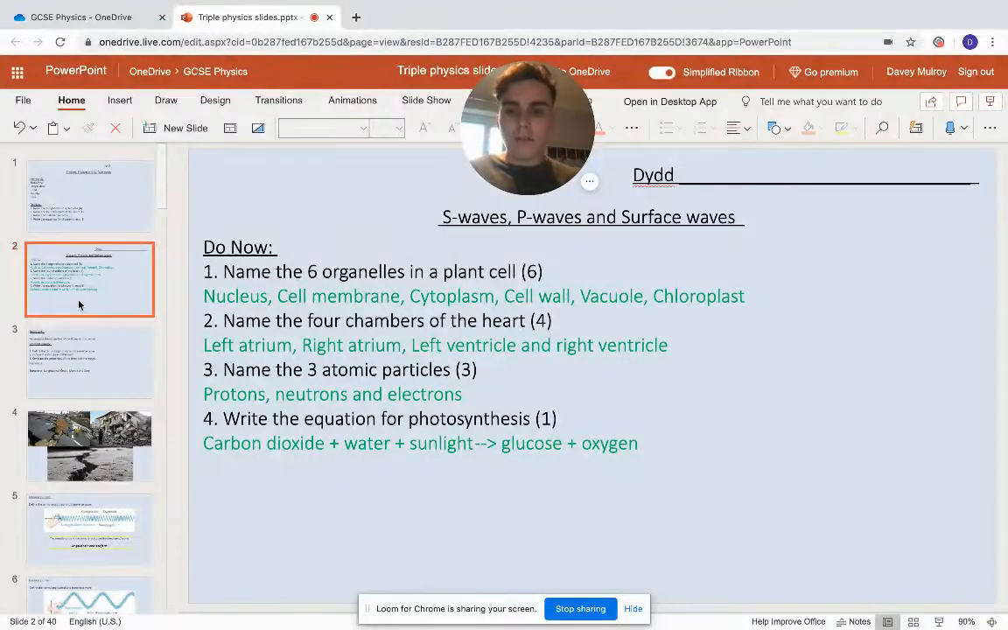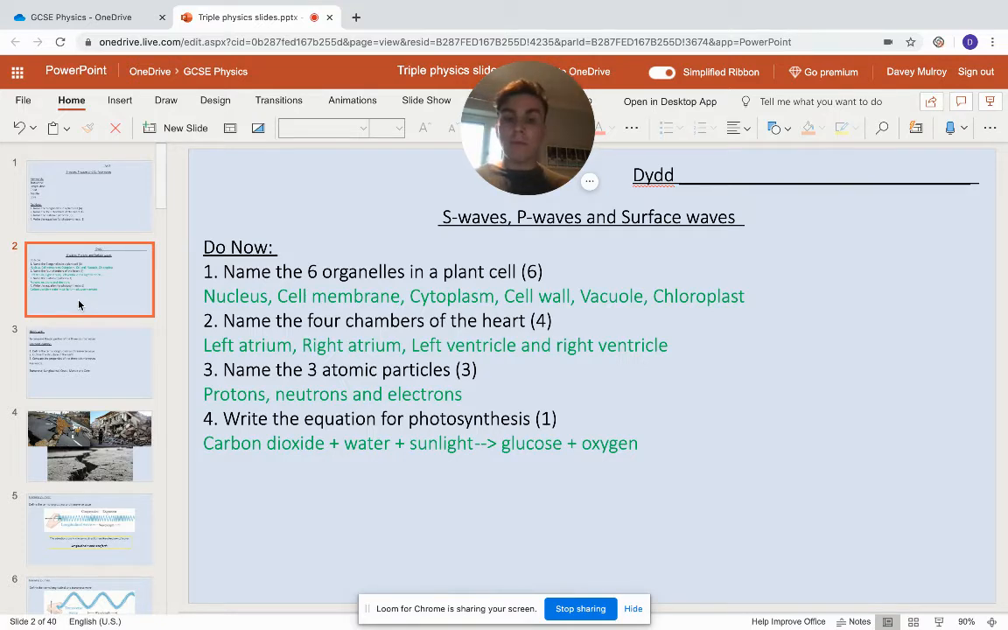Right, our answers for the do now then. Name the 6 organelles in a plant cell. We've got the nucleus, which is our control center, and it also contains DNA. We've got the cell membrane, which controls what enters and exits the cell. We've got cytoplasm, which is the site of reactions in our cell. We've got the cell wall. Think of a wall of a house, gives it structure. The cell wall does the same thing, provides structure to the plant cell. We've got the vacuole, which stores food and water. And finally, we've got the chloroplast, which carries out photosynthesis.